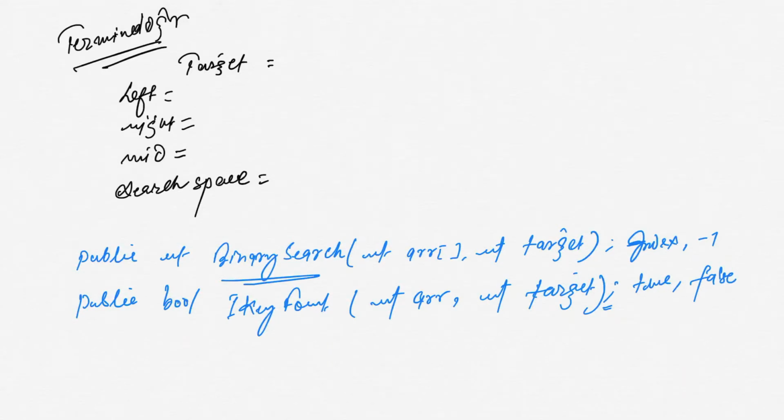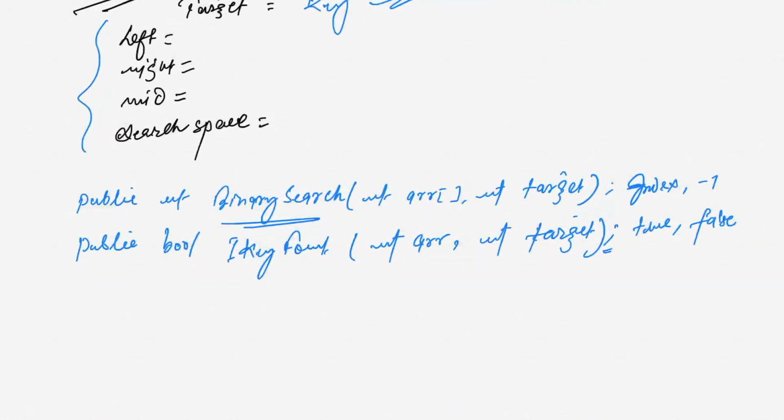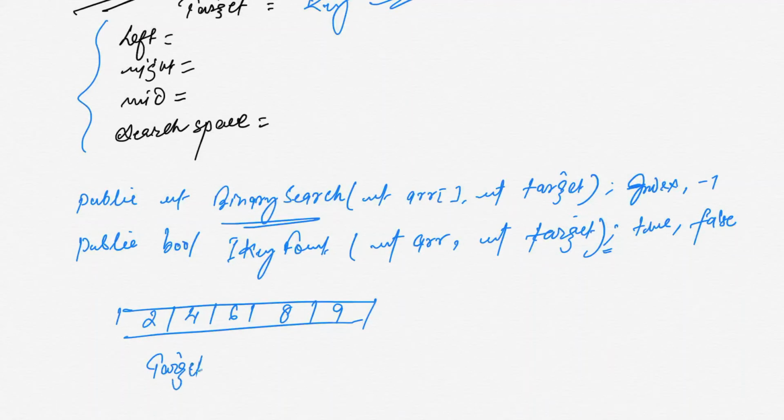So here let's define some of the terminology. The target is nothing but the key, what you are going to search inside the collection. Your collection is, again I'm taking this one, 2, 4, 6, 8 and 9. And the target is given: I wanted to search 6. So this is the key I wanted to search inside this array. We are pretty much clear about the target.